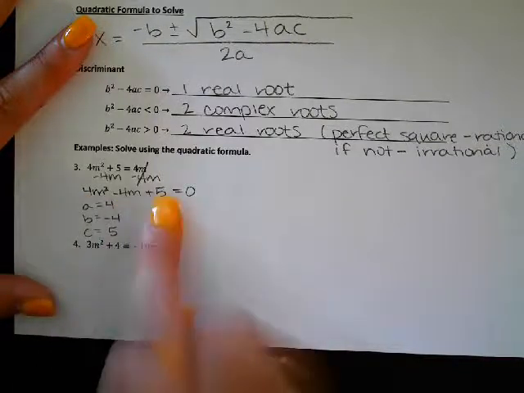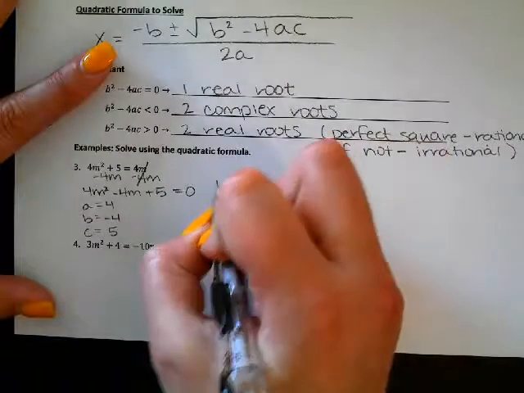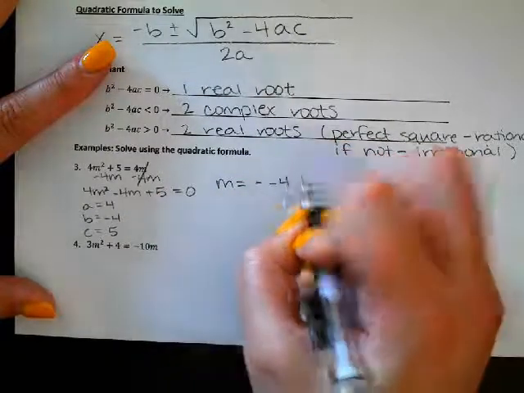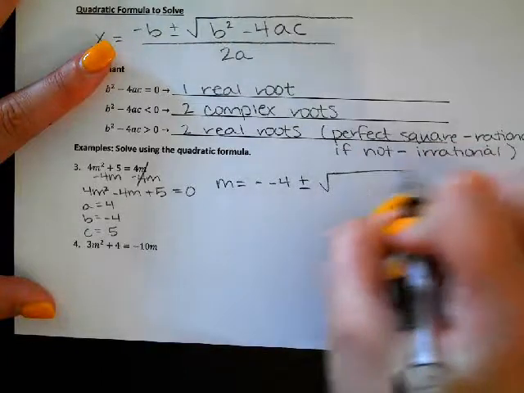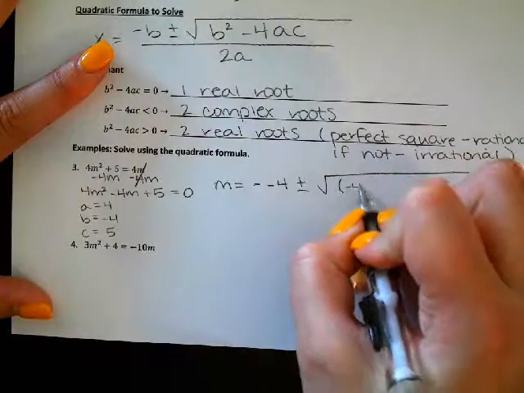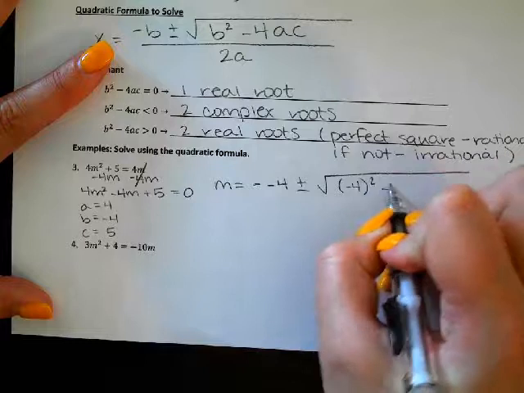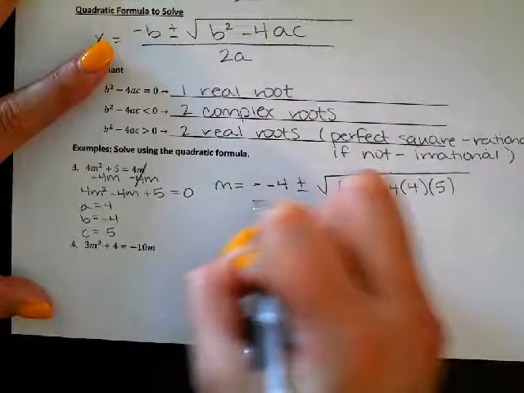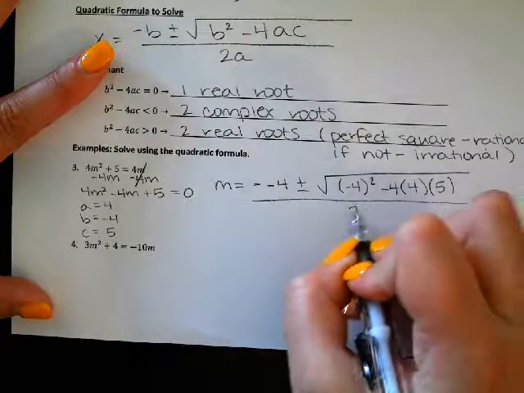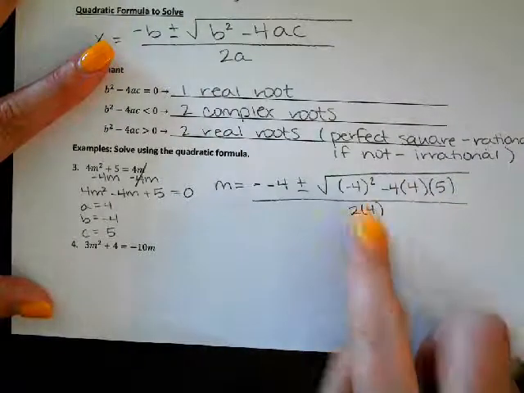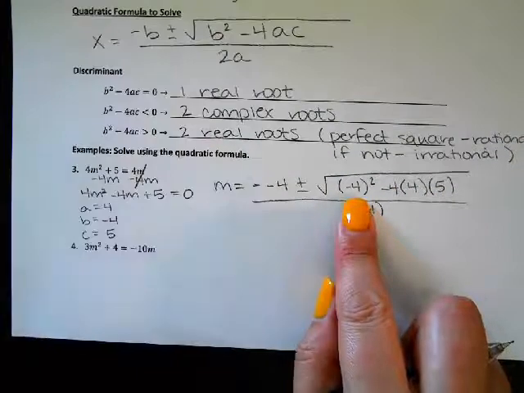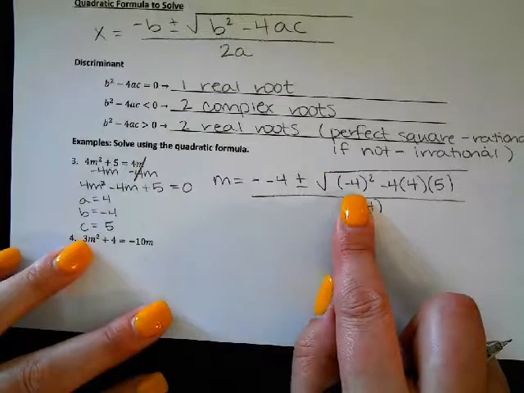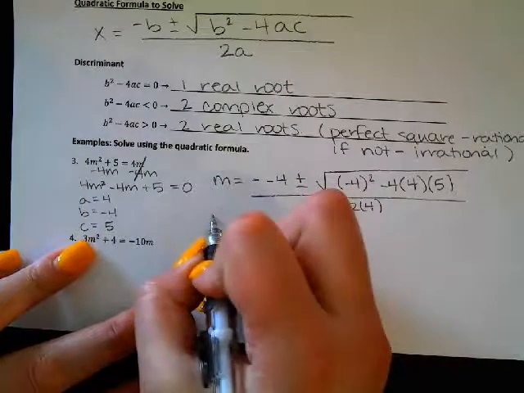So we have m equals -b plus or minus the square root of b squared minus 4 times a times c, all divided by 2a. And you'll notice I put b in parentheses because anytime you square a negative number, it has to be in parentheses. So let's go ahead and do some simplifying here.